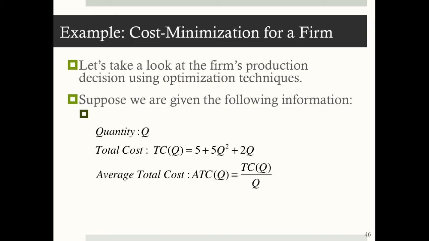And now let's go ahead to cost minimization for a firm. Let's take a look at the firm's production decision using optimization techniques. Suppose we're given the following information. Q is quantity, total cost is 5 plus 5Q squared plus 2Q, and average total cost is defined as total cost divided by quantity.